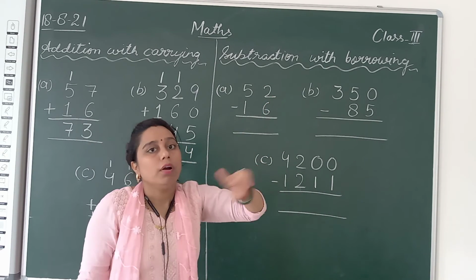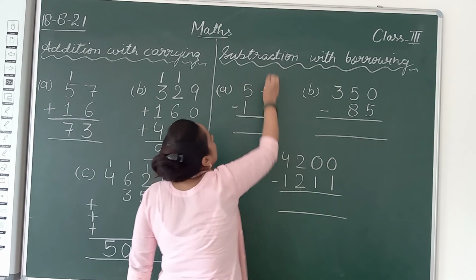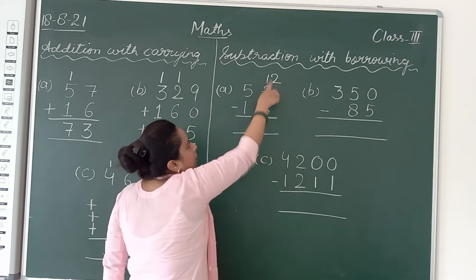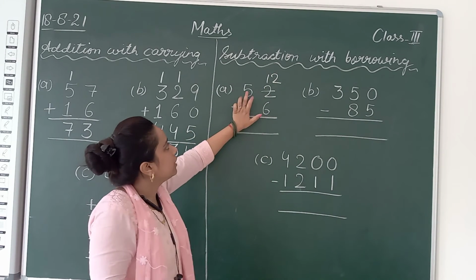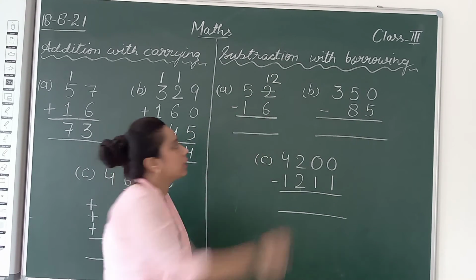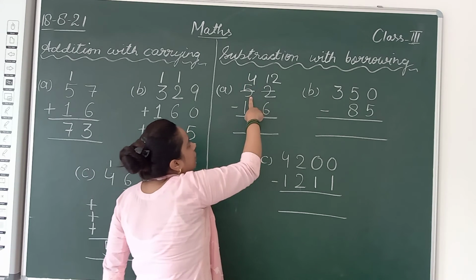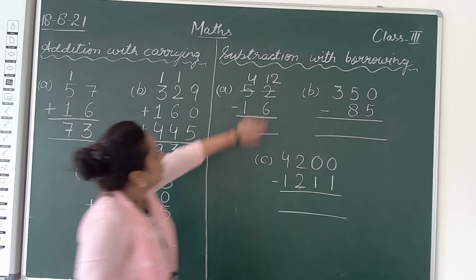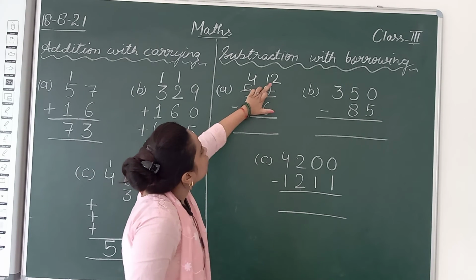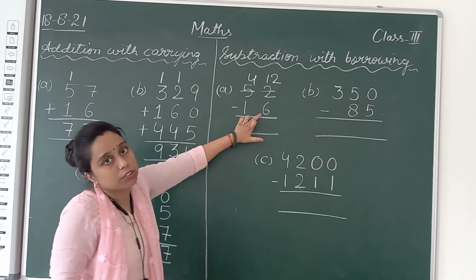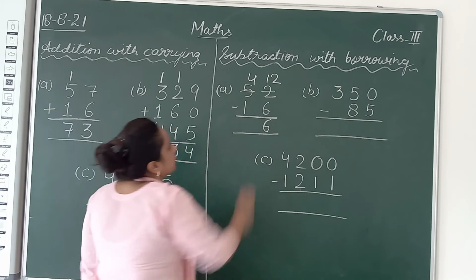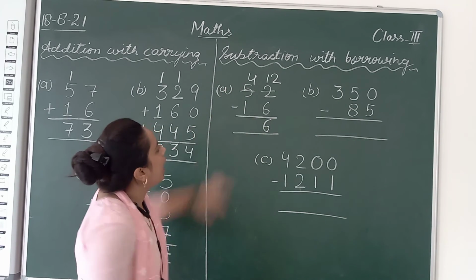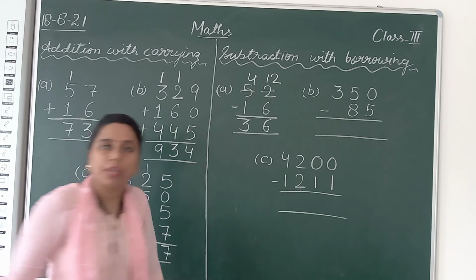So 2 plus 10 is 12. So this 2 will become 12 and this 5 will reduce to what? 4, because it has given its one value to 2. So now we can easily subtract it. Now this 2 has become 12. So 12 minus 6. What is 12 minus 6? 6. Yes. And 4 minus 1 is 3.